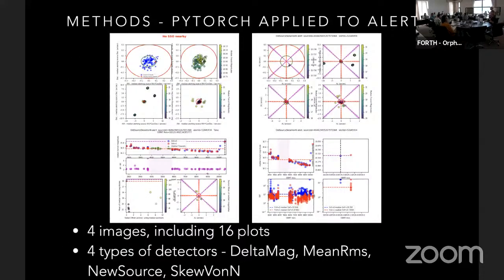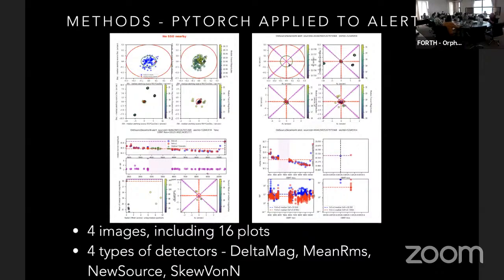So for this image processing and to make decisions based on images, we use the PyTorch code, which is a deep learning framework, and it has a Python implementation. And what we use are those images already shown, 4 images describing the light curve and showing the light curve and the environment and other parameters.